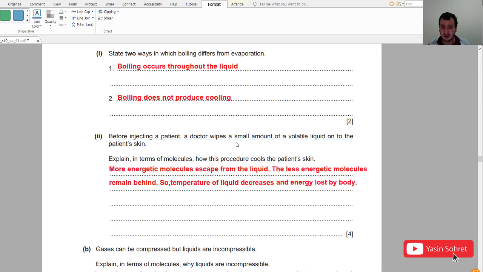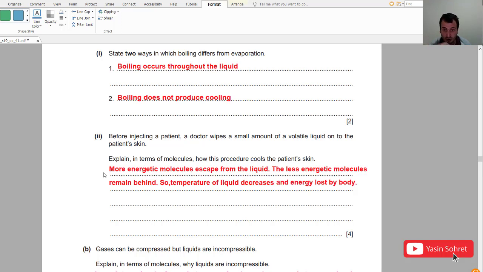Before injecting a patient, a doctor wipes a small amount of volatile liquid on the patient's skin. Explain in terms of molecules how this procedure cools the patient's skin. So this is evaporation. Actually, we have to explain the evaporation here. What was the evaporation explanation? The more energetic molecules near the surface of the liquid escape from the liquid, and the less energetic molecules remain behind in the liquid. So the temperature of the liquid decreases and energy is lost by the body.